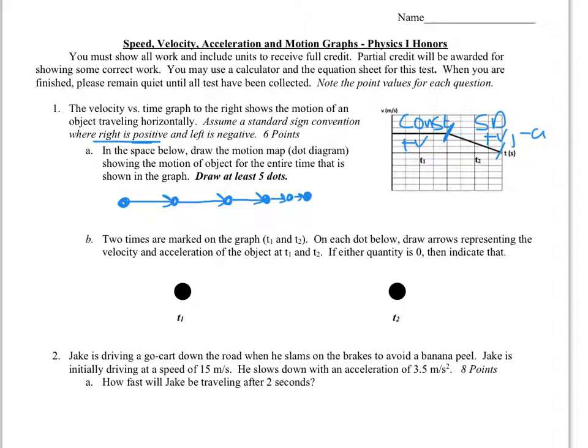When I go to draw my vectors, initially at T1, which is down here, it's going to be a case of positive velocity because it's going to the right above the axis, therefore it's positive, and since it's constant, my acceleration is 0. For the second part, I still have a positive velocity, so still going to the right, but I'm slowing down, which means my acceleration must be in the opposite direction, to the left.